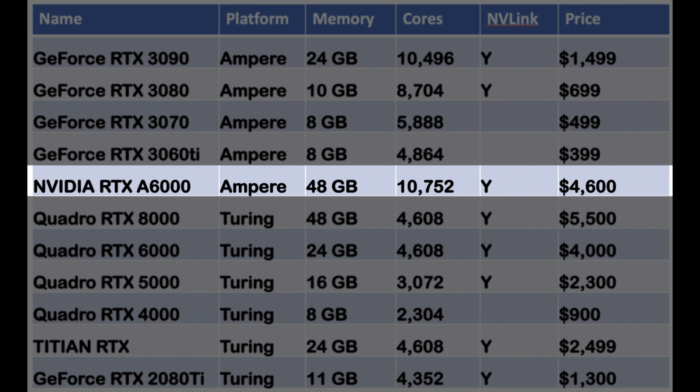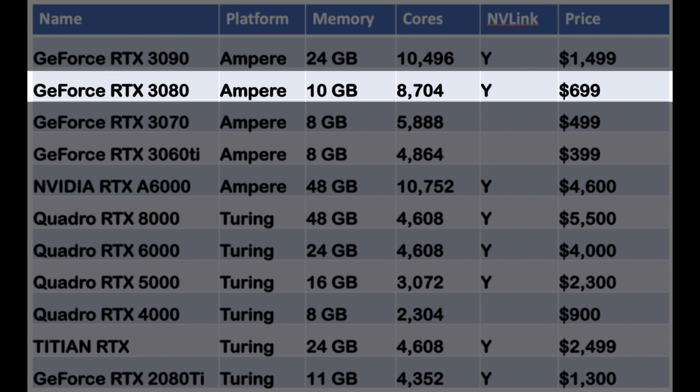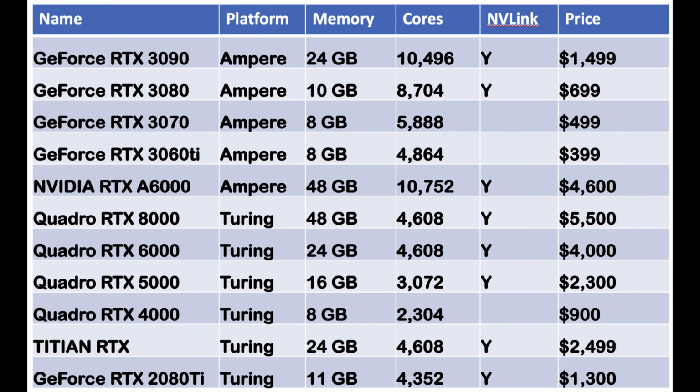If you're a student, say in my deep learning course, I would highly, highly recommend the 3080. At $700, that is going to do pretty much everything in the class, as would probably the 3070. That's kind of how I see this.